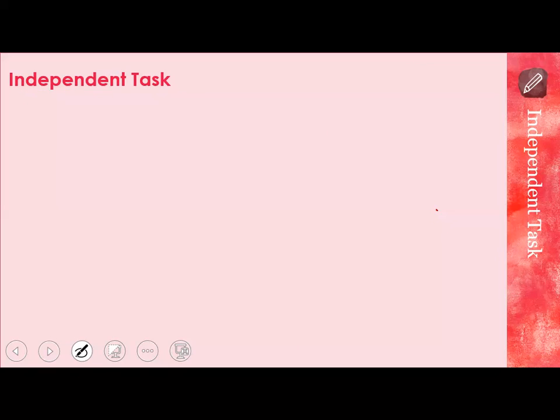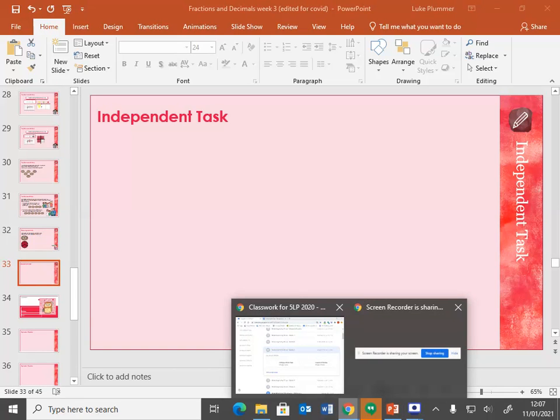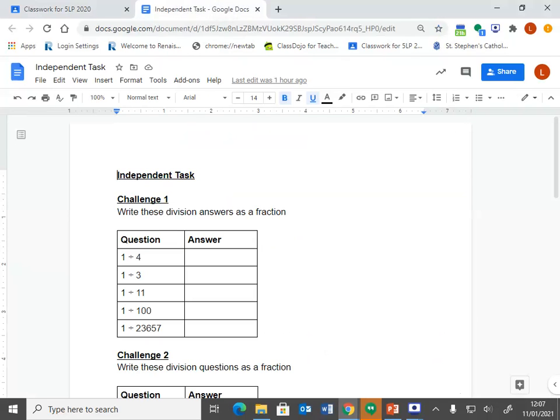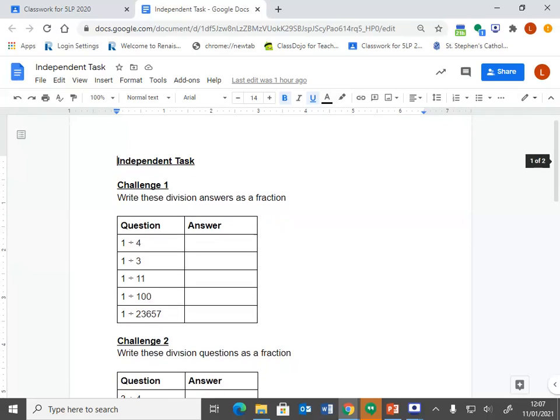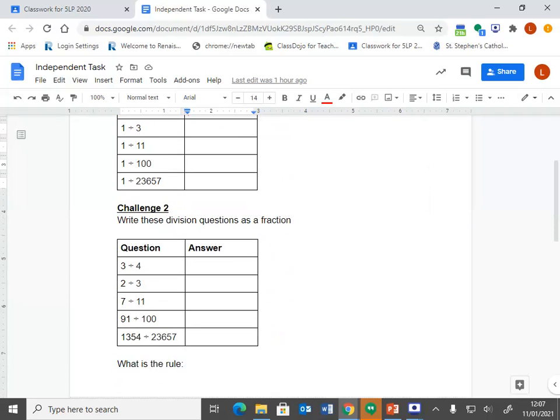Okay, your independent task for this lesson is as follows. Again, 3 challenges for you to work through. The first 2, I must say, are very simple. It's just a case of you watching the video and working out how to write them. The first thing that we are doing is writing these division answers as a fraction. I don't need them as a decimal at all. I just need them as a fraction. So if I've got 1 whole divided by 4, what is that as a fraction? Or 1 divided by 3, 1 divided by 11. You should be able to rattle through those quite quickly.